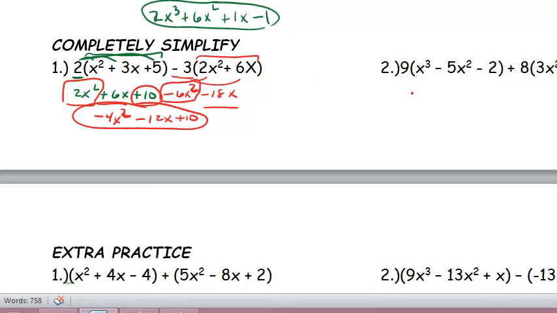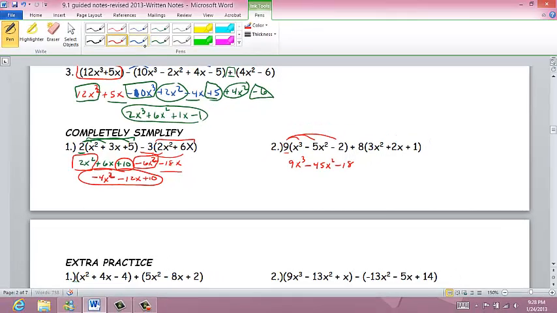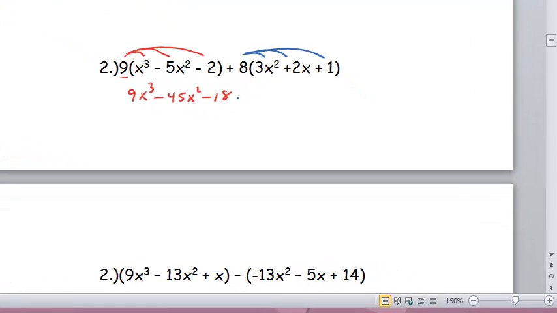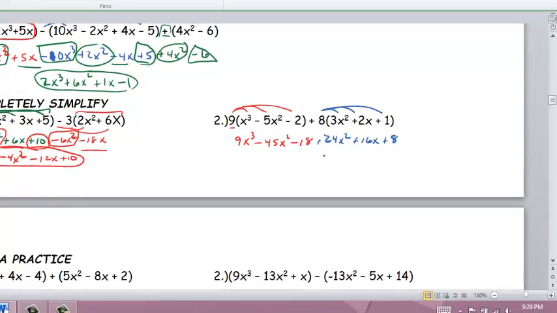The second problem here, very similar. First, this polynomial is going to have the 9 distributed. So, 9x to the third minus 45x squared. 9 times -2 is -18. The second polynomial will have 8 distributed to it. So 8 times 3x squared is 24x squared. 8 times 2x is 16x. And 8 times 1 is 8.